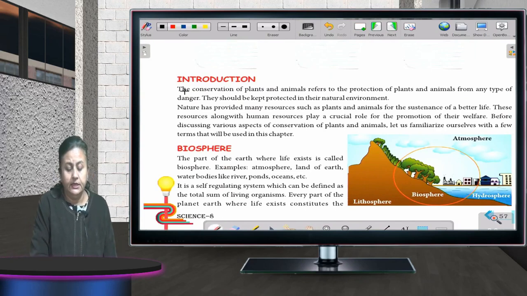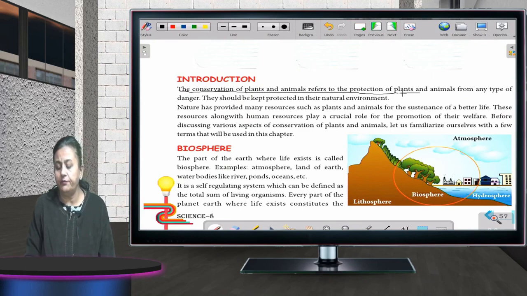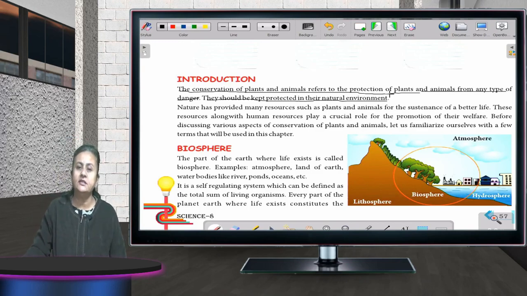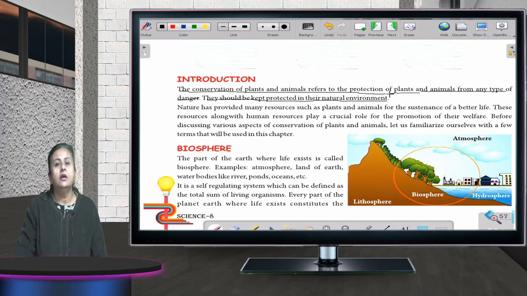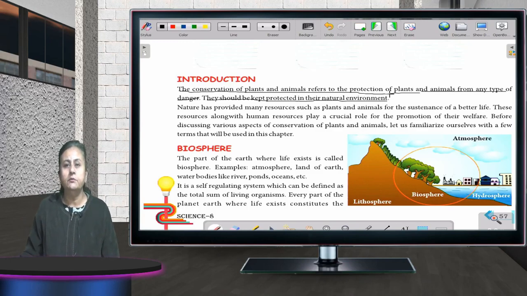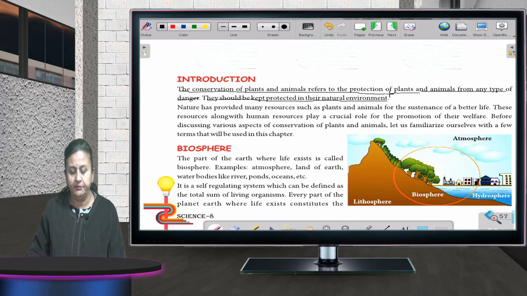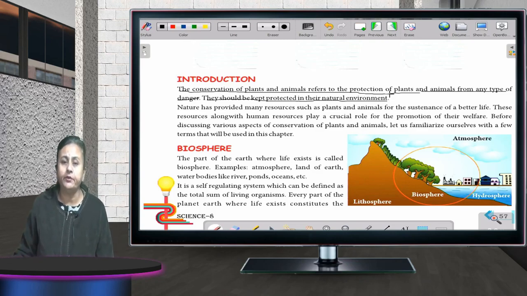children, the conservation of plants and animals refers to the protection of plants and animals from any type of danger. They should be kept protected in their natural environment. So the conservation of plants and animals means how we are going to protect them from any type of danger it can be. Okay, they should be kept protected in their natural environment.